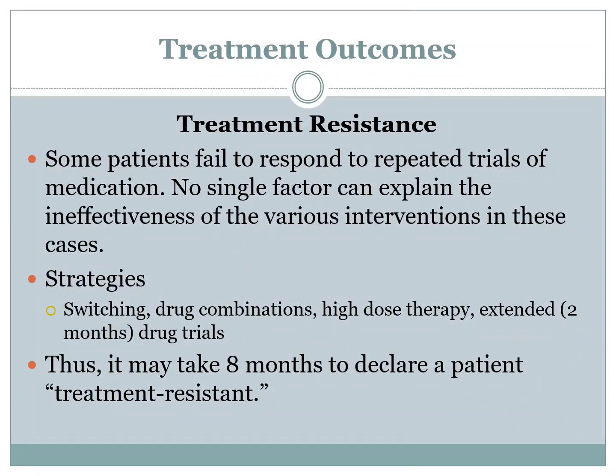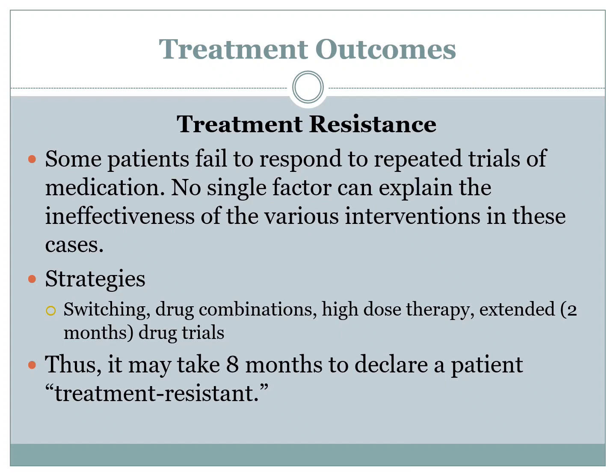Another outcome is treatment resistance. When you have ruled out all the possibilities of non-response or treatment failure, some patients fail to respond to repeated trials of medications, and no single factor can explain the ineffectiveness of various interventions in these cases. This means you have tried adequate doses and an adequate time of trial of a drug. You have ruled out non-compliance. You ruled out the interaction. You ruled out the metabolizing ability of the person. Then the person can be labeled as treatment resistant.